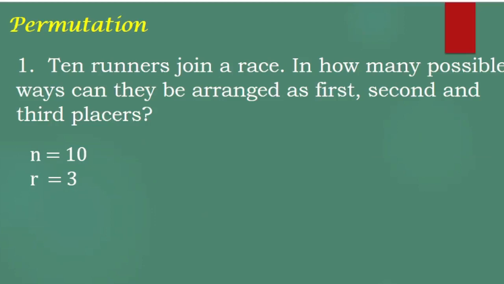Sir, where did you get the n? Actually, class, this is the 10 runners, and our r here is the first, second, and third placers. Using the formula that I mentioned a while ago, you need to substitute the value of n as well as the value of r. By doing so, we have n as 10 and r as 3. Using the permutation formula, we have 10 factorial all over the quantity 10 minus 3 factorial.